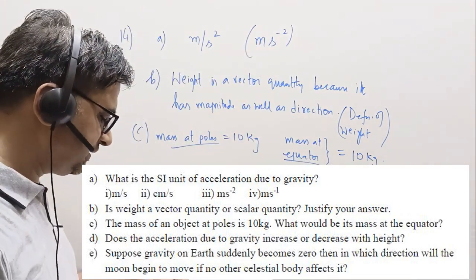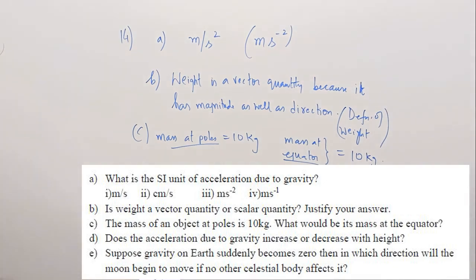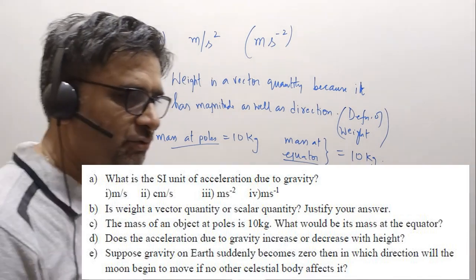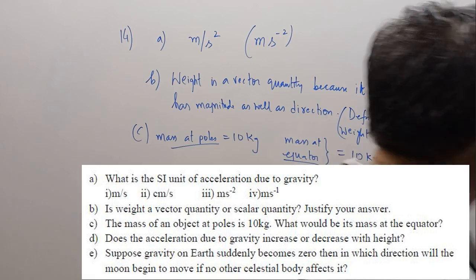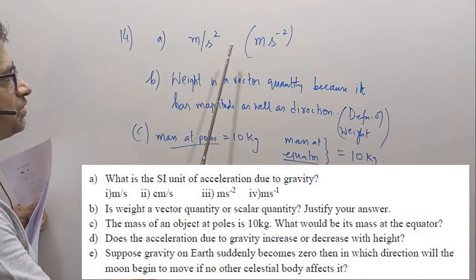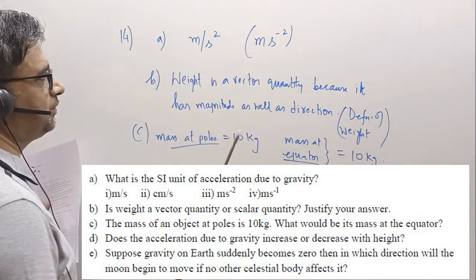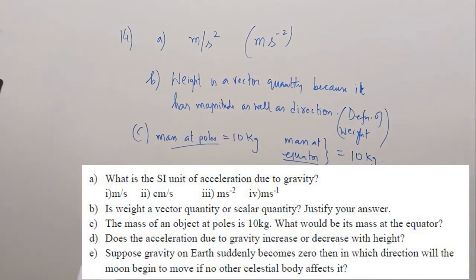So let us look at this case study. Let us read it, and then let's answer the questions that follow. What is the SI unit of the acceleration due to gravity? We know that it's meter per second square, which can also be written as meters second to the power minus 2. Is weight a vector quantity?